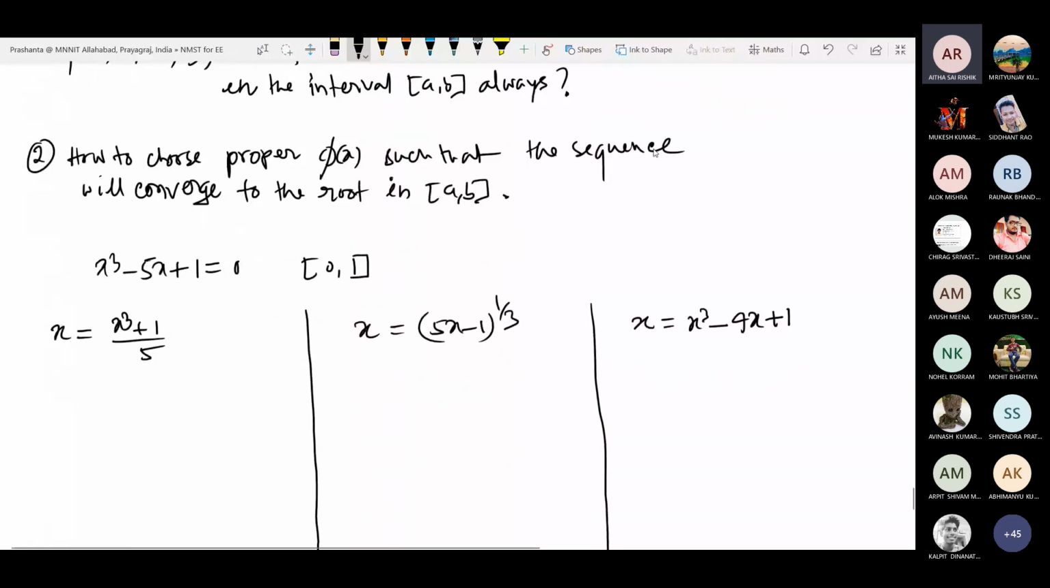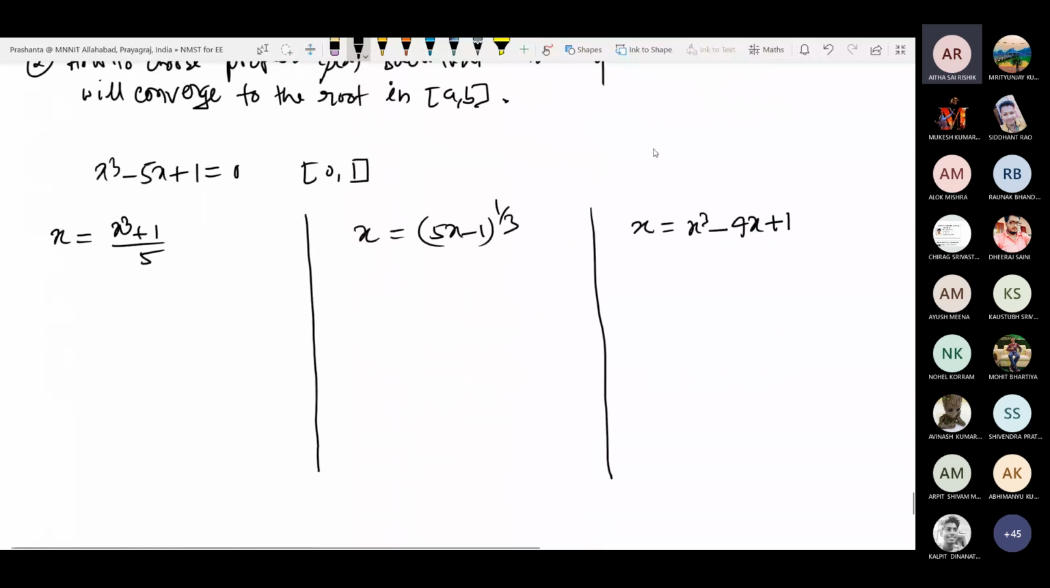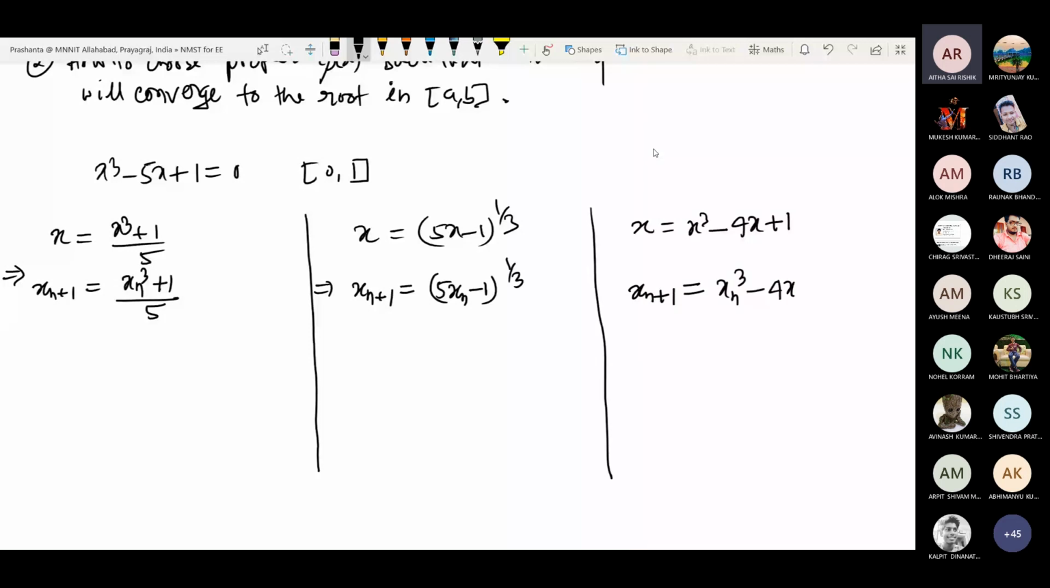So what is the iterative method for the first representation? That will give you x(n+1) equals (xn cube plus 1) by 5, is it not? And the next representation will give you x(n+1) equals (5xn minus 1) power 1 by 3. And the third representation will give you the iterative formula x(n+1) equals xn cube minus 4xn plus 1. Is it okay to you?